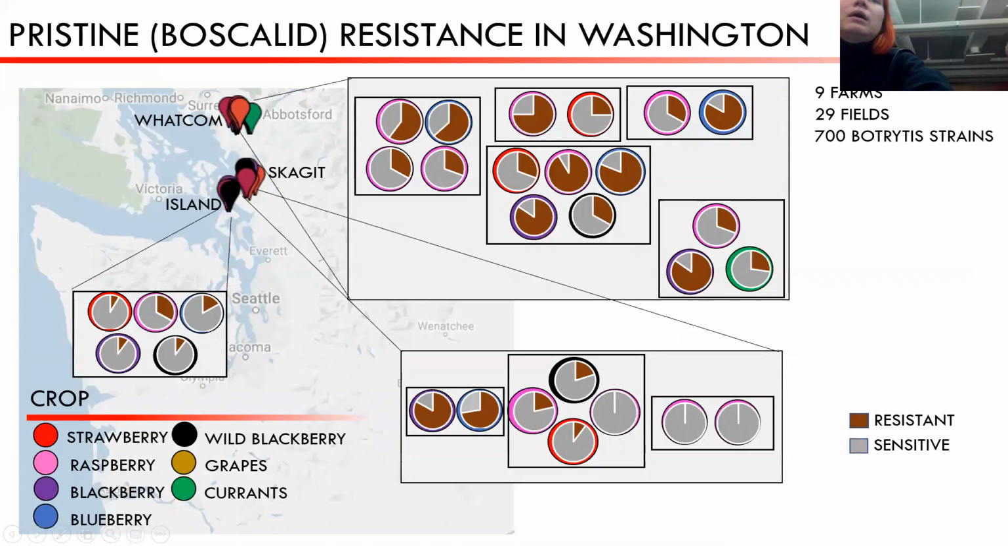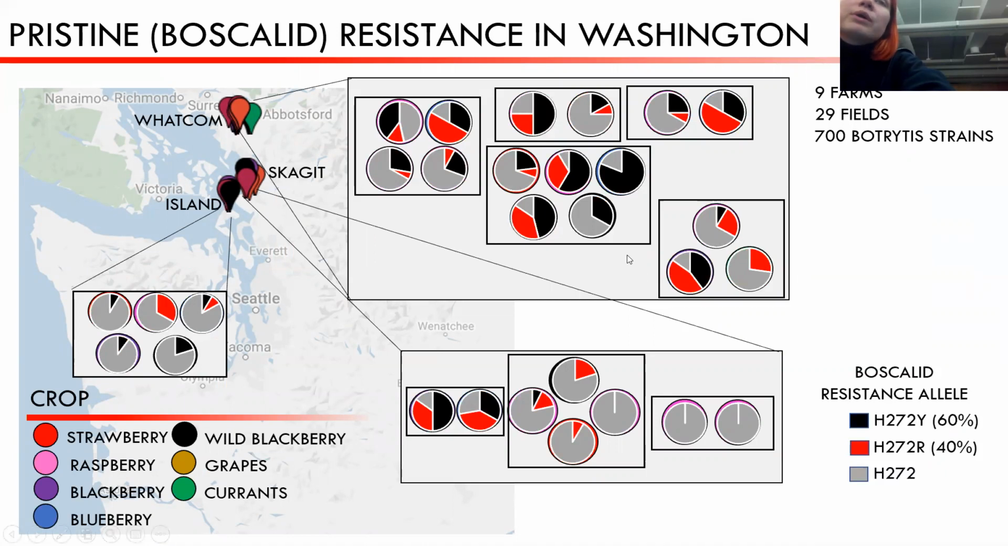When we come back to our map with our Pristine resistance data and overlay our mutation data on here, you can see that each of the pie charts shows not just the percentage of Botrytis strains that were resistant to Pristine, but also the percentage of strains that carried one mutation or another. As I just said, the two most common mutations identified in Washington were H272Y and H272R. Here we can see that both mutations are often present within the same field, but we also see different ratios of the two mutations in each of the fields.